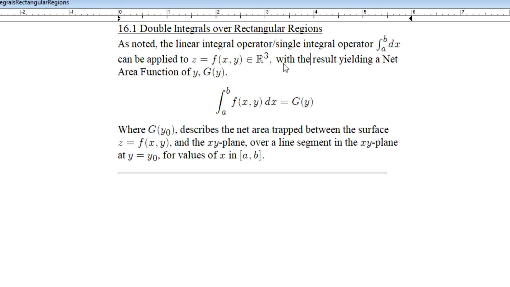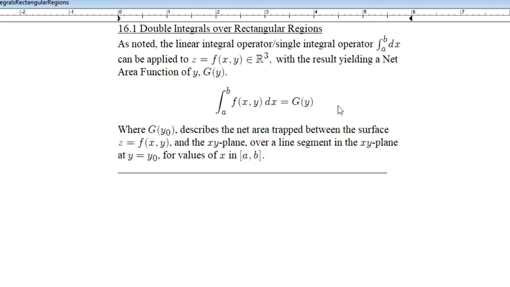We can apply this operator to function f, as we had noted, where the result was a net area function of y. If we're dealing with a multivariable function f of x comma y, and we integrate that function with respect to x over these bounds from a to b, the result is a single variable function, which we know as a net area function.